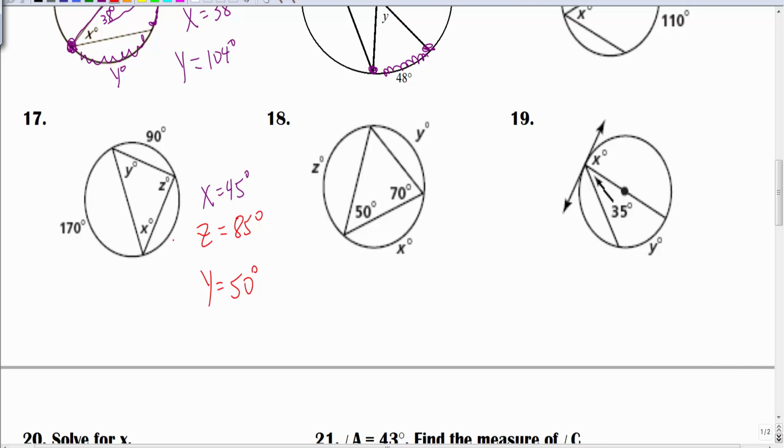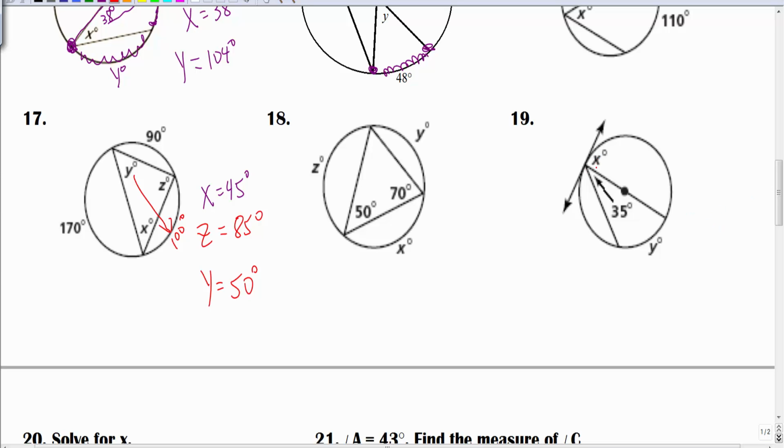Okay, Y cuts this arc. This arc is 100 degrees, because these add up to 360. And Y is half the measure of that. So there you go. All right, you do this one, a very similar concept, number 18. You should have no problem with it.